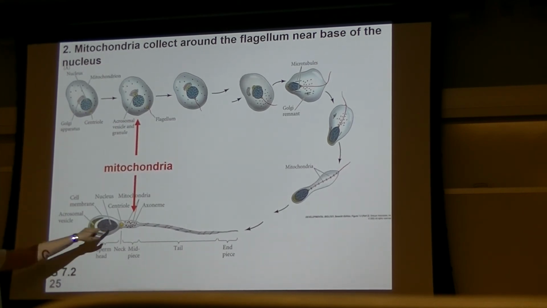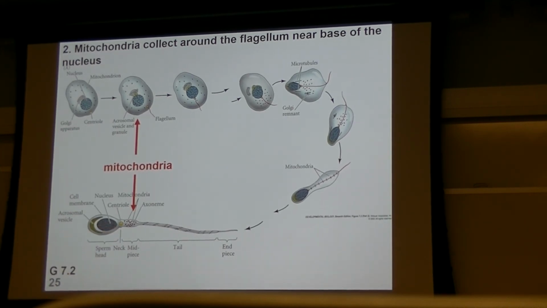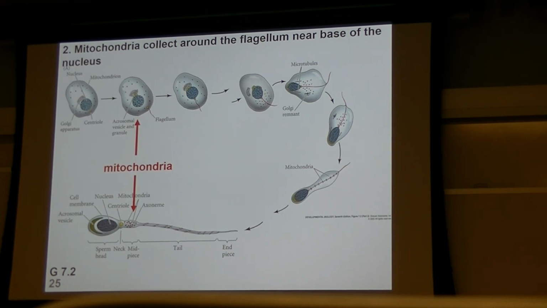Okay? The sperm also contain a centriole. So remember, the centriole is the microtubule organizing center. That's going to be important once we get to the fertilized egg, because that will set up one of the poles of the first mitotic spindle in that reconstituted diploid nucleus.